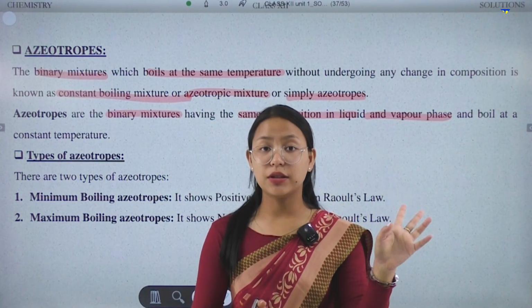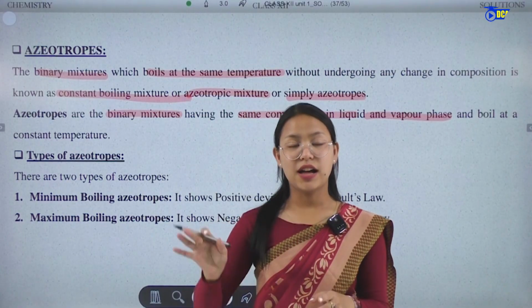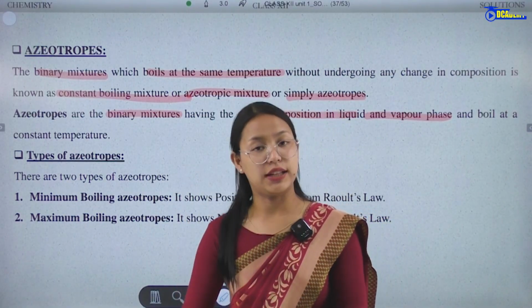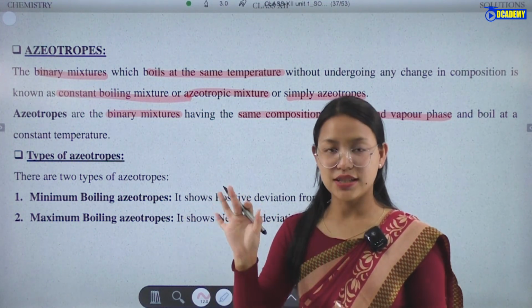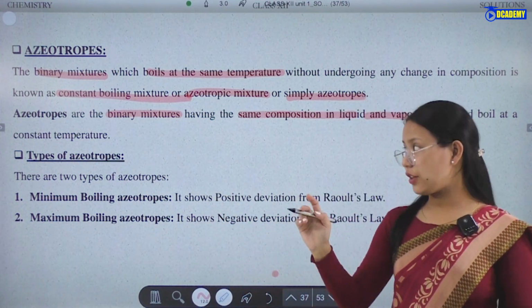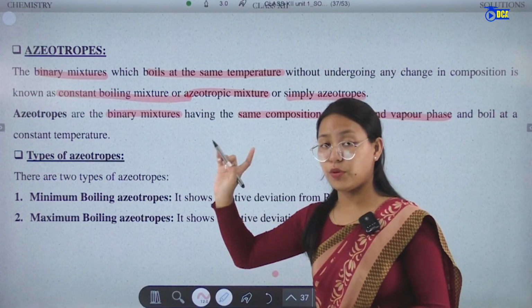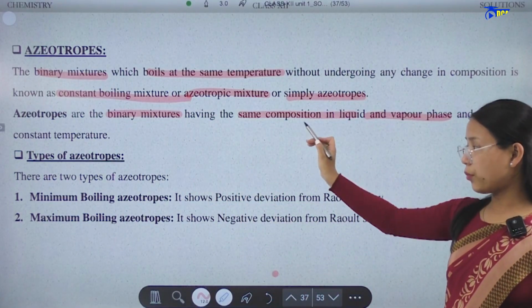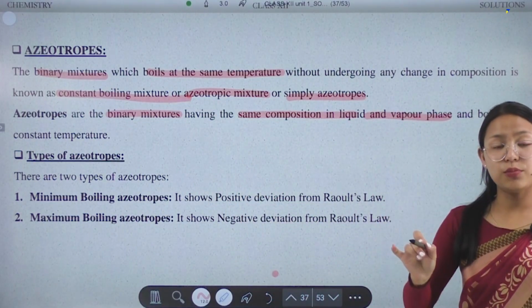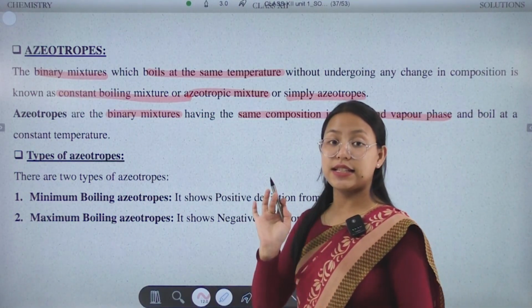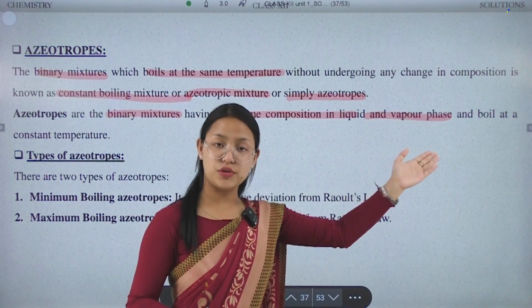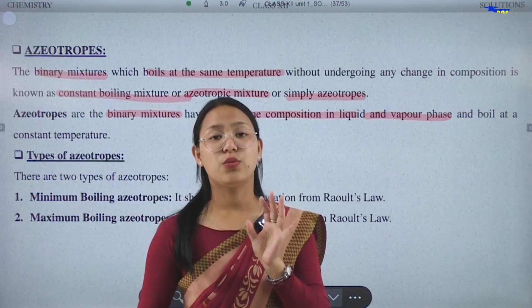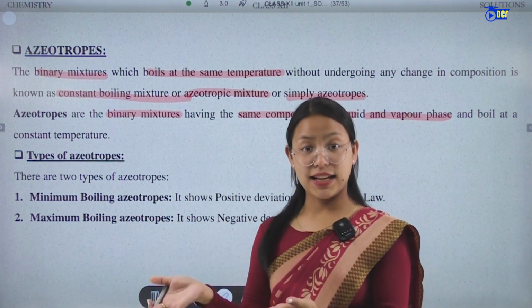That is, the binary mixture will have a constant boiling point. That means the boiling point or boiling temperature is the same for both components, so the composition as well as the boiling point will be just the same and constant. In the liquid and vapor state, it will be as it is, with no change.